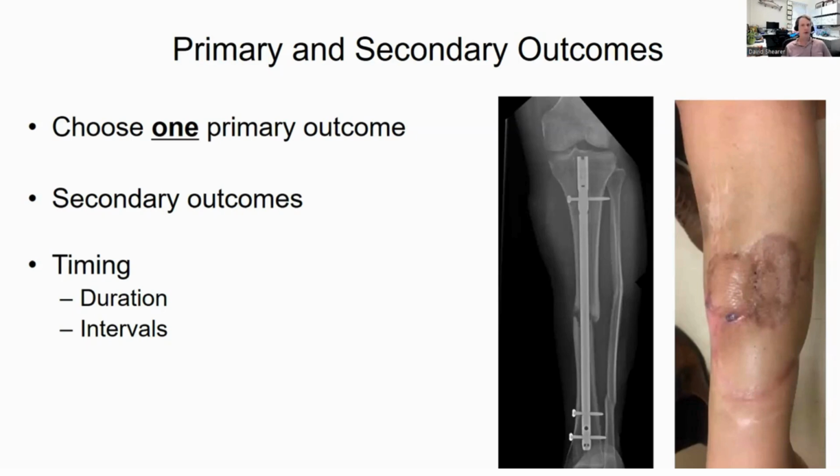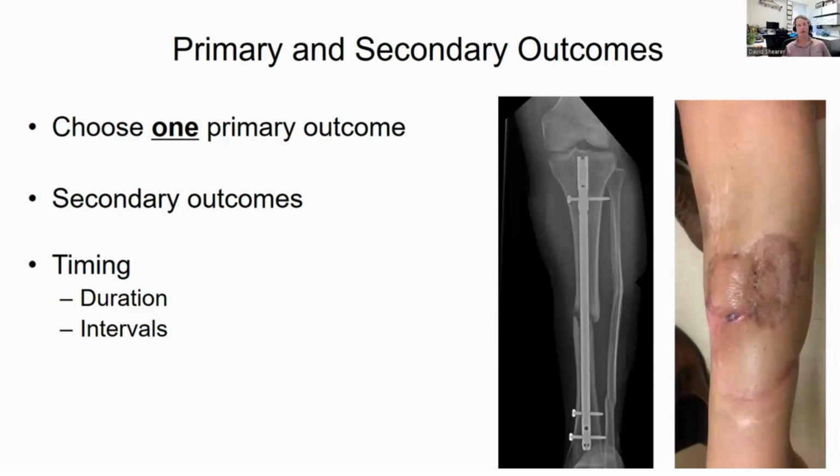The other thing that's important about outcomes that we haven't talked about is timing. Timing could be both the duration of time or the time point that you're going to assess the outcome, and sometimes you might assess it at multiple time points. You want to specify what that interval is, and this is going to depend on what the outcome is.